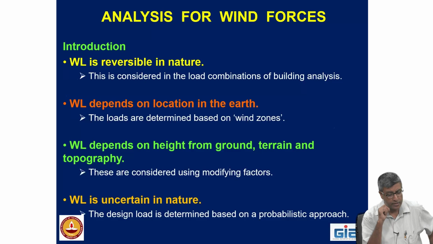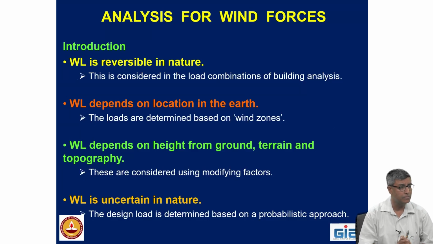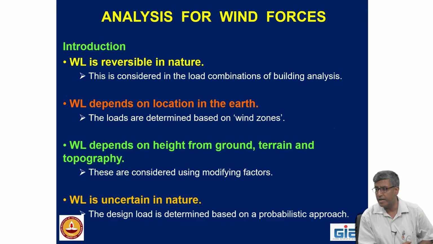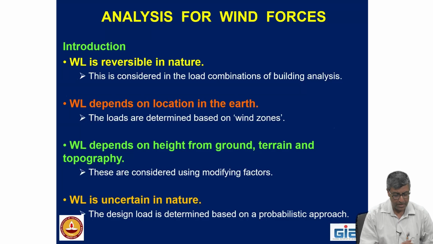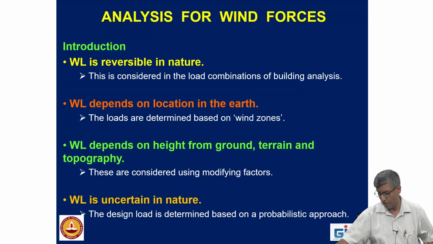It depends on the location on the earth. Whatever we design for the east coast region of the country, we don't have to do that for the rain shadow area of Karnataka. The wind load depends on the height from the ground and the terrain, whether it is a hilly terrain or a valley, and it is uncertain in nature. The last one is the most challenging feature of both wind as well as earthquake.